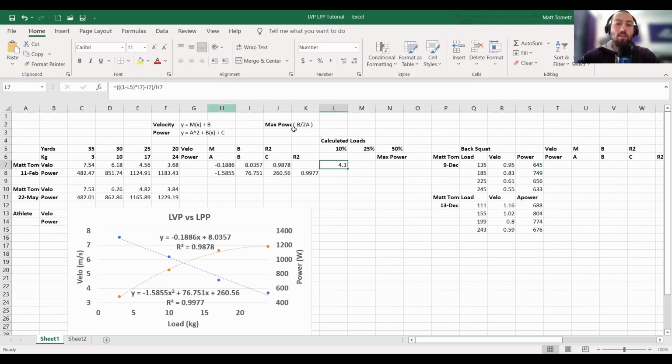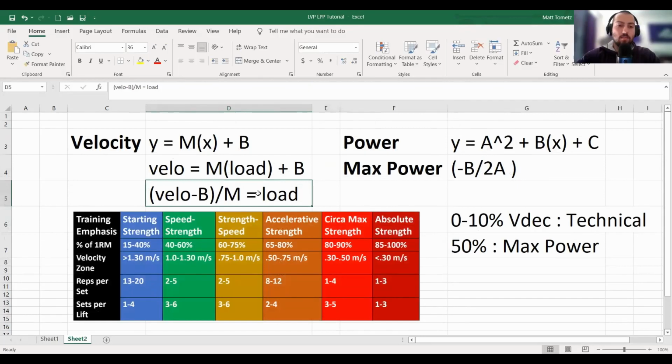All right, 4.3. So one minus the velocity decrement times my speed, minus B, divided by M. So I'm just doing all of that from this right here, the load to put on the 1080 sprint.